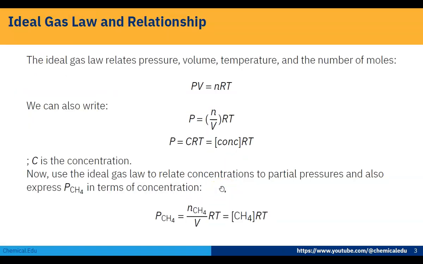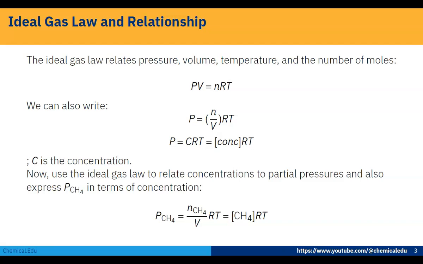So now we are going to make a relationship. For that we are considering the ideal gas law. The ideal gas law relates pressure, volume, temperature and the number of moles. So PV is equal to nRT, we know that. We can also write P is equal to n by V times RT. So n by V is nothing but concentration, so P is nothing but CRT, concentration times RT. So C is the concentration here.